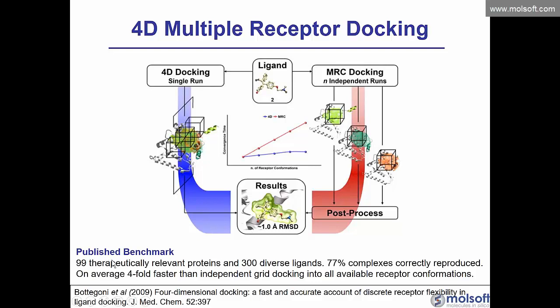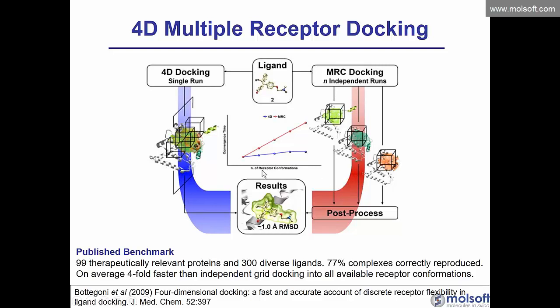There's a published benchmark where they looked at 99 therapeutically relevant proteins and 300 diverse ligands, and 77% of the complexes were correctly reproduced. The paper, written by Giovanni Bottegoni, is here, and this was done in Ruben Abagyan's lab at UCSD and Scripps, and Max Totrov here at MolSoft.